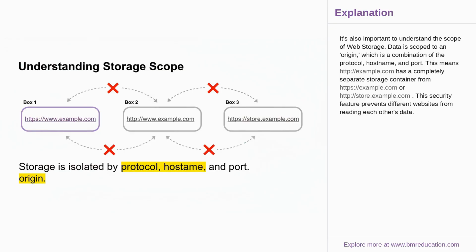It's also important to understand the scope of web storage. Data is scoped to an origin, which is a combination of the protocol, hostname, and port. This means HTTP example.com has a completely separate storage container from HTTPS example.com or HTTP store.example.com. This security feature prevents different websites from reading each other's data.